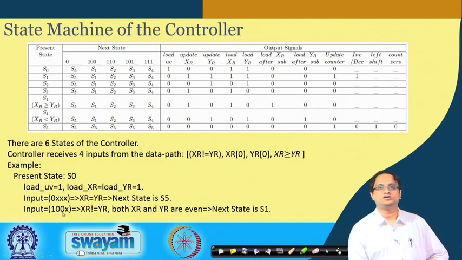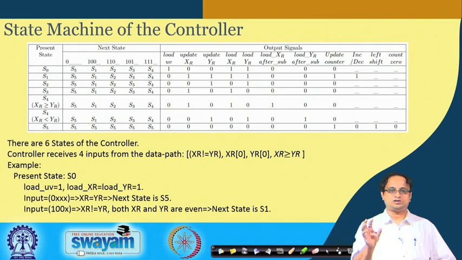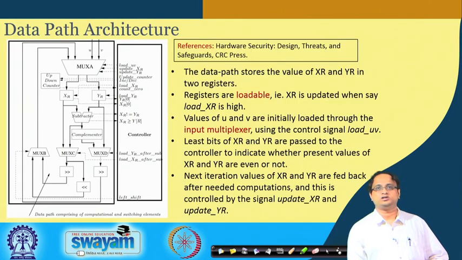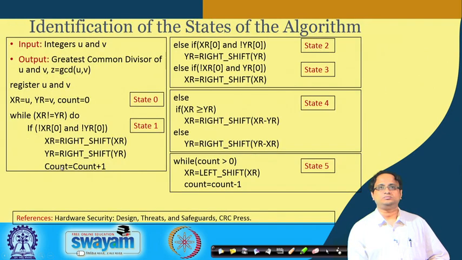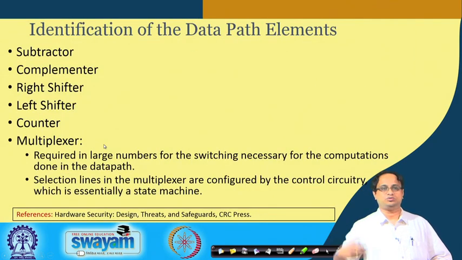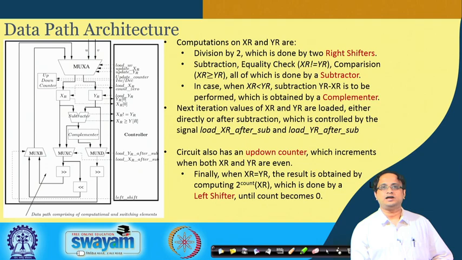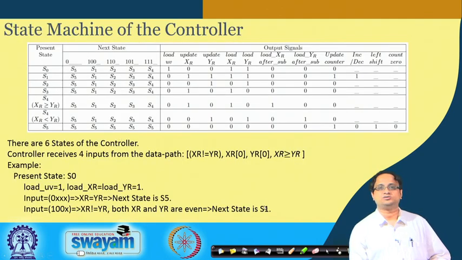Likewise, if you receive an input which is 1 0 0 cross, which means XR is not equal to YR, and you see that both XR0 and YR0 are 0, that means both of them are even, then you see that the next state is S1, because remember that the state S1 was processing that particular scenario. That is when both of them are even, this is the state which is handling it. Okay. So you need to jump to state 1. That is exactly what is done here. The next state is S1.